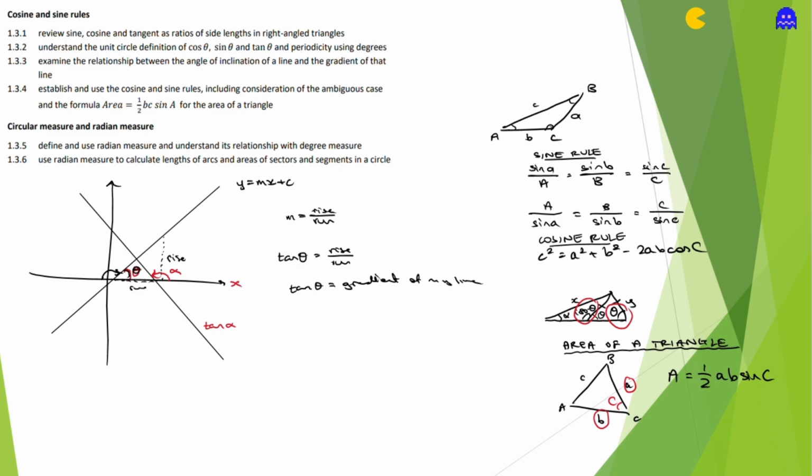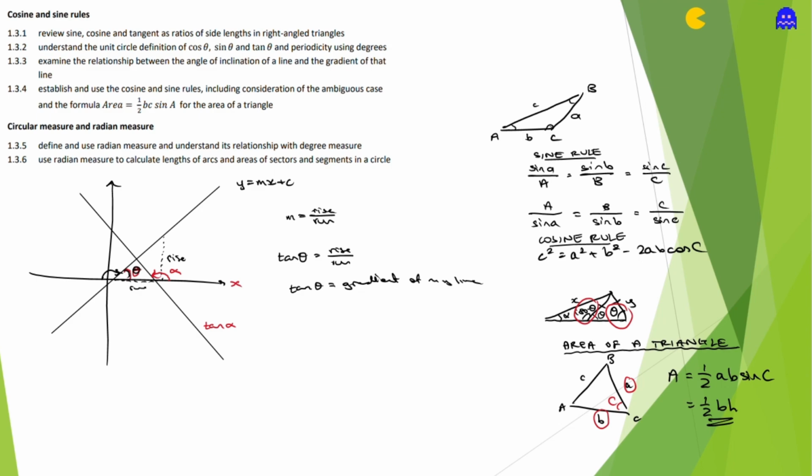This is as opposed to 1/2 base times height, which is the general one that we used, and that's generally used when we know the height of a triangle, which is especially easy if it's a right angle triangle. So a lot of these rules, sine, cosine, and the area of a triangle rule, relate to triangles that don't have right angles, and they're applicable in those scenarios.